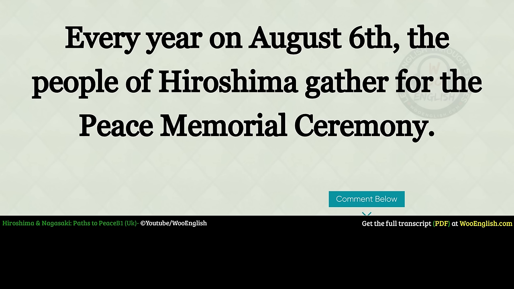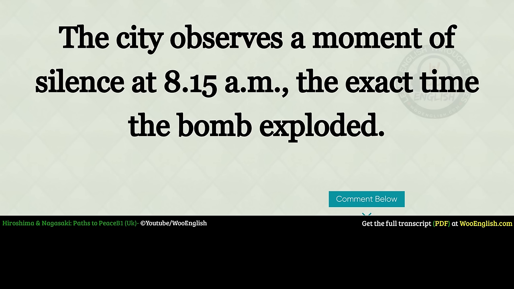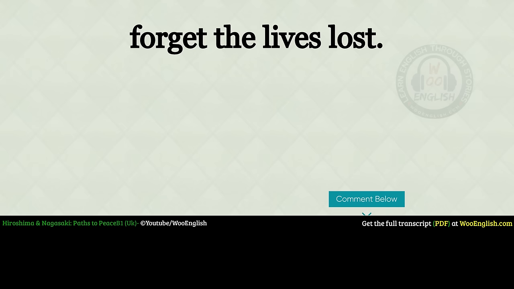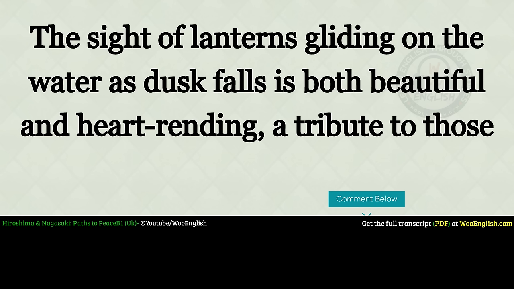Every year on August 6th, the people of Hiroshima gather for the Peace Memorial Ceremony. The city observes a moment of silence at 8:15 a.m., the exact time the bomb exploded. Paper lanterns are floated down the Motoyasu River, each one carrying a prayer for peace and a promise to never forget the lives lost. The sight of lanterns gliding on the water as dusk falls is both beautiful and heartrending, a tribute to those who perished, and a beacon of hope for the future.